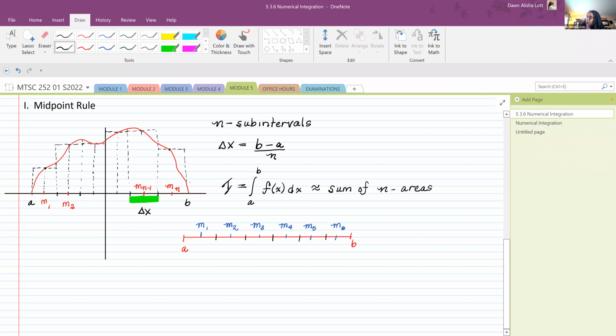So now I need to find the area of each one of these rectangles. Okay, so the area of each rectangle, that's easy to find. So each rectangle has its own area. And it's easy to find the area of each rectangle.